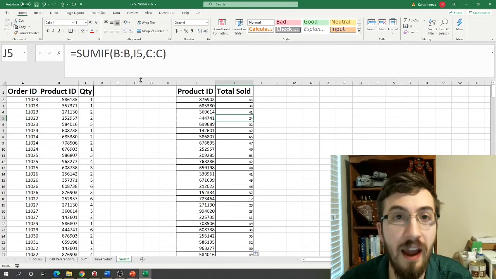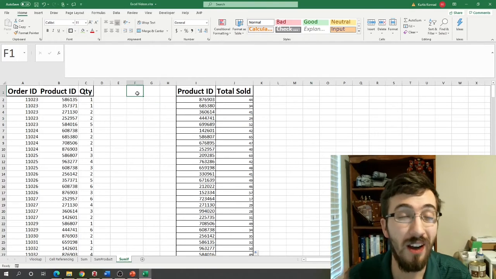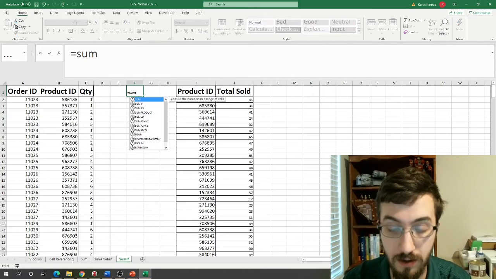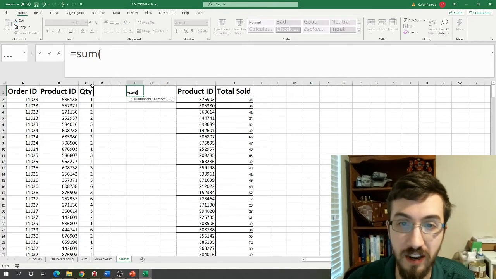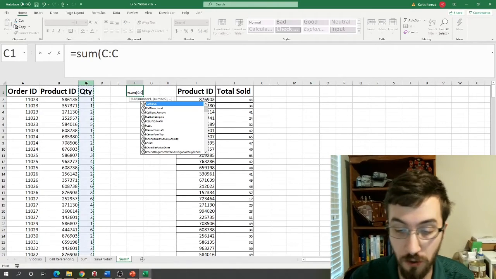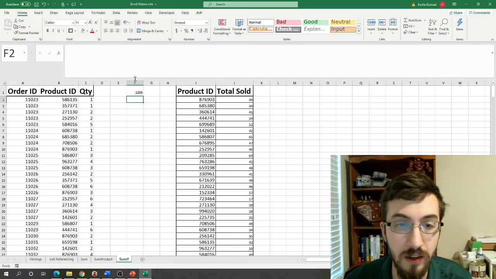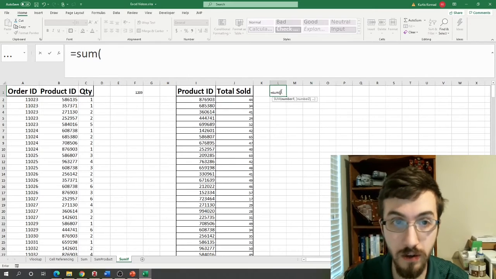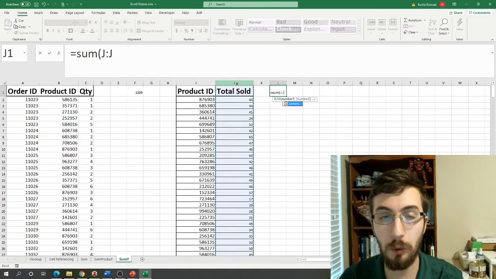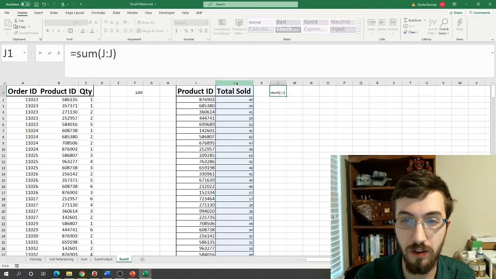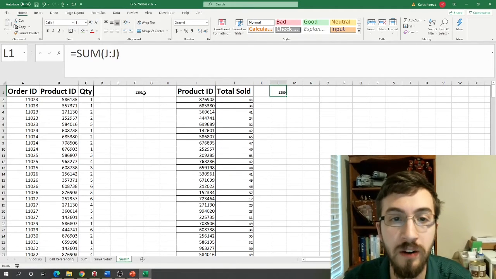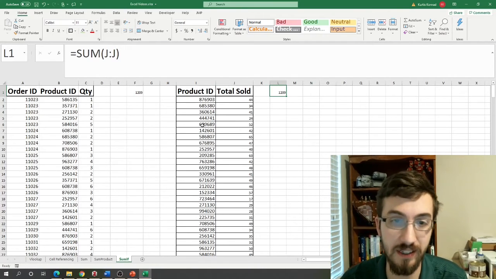How do we know this is right? Always a really good question to ask yourself. Let's do a sanity check. Does the sum of the total quantity that we have, that's 1209, equal the sum of the total that we have in this column? It does. They're both 1209. That's really, really good. That means this is working the way we expected.